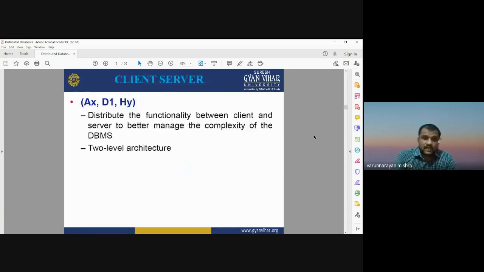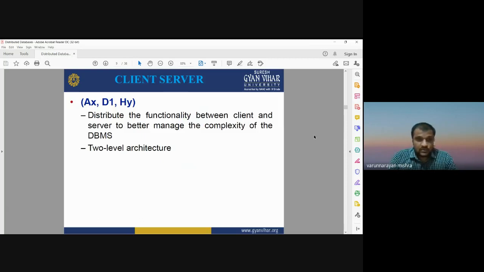Now under client server, A-x D-1 H-y means the functionality is distributed between the client and the server to better manage the complexity of the DBMS. This is a two-level architecture in which we have taken into consideration the autonomy, distribution, and homogeneity or heterogeneity of the database. If we are going to design such a distributed database management system using autonomy, distribution, and heterogeneity, it is indicated by the symbols A-x, D-1, and H-y. It is known as the client server database model.